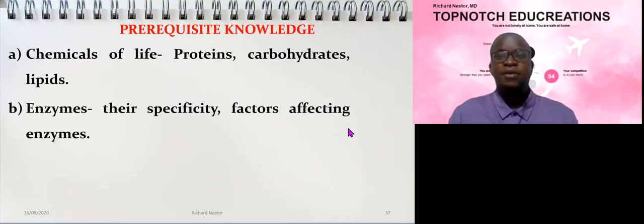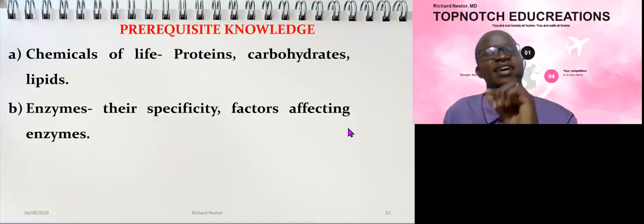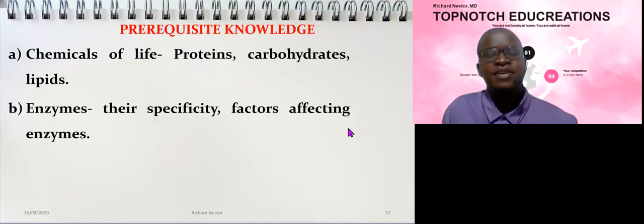Remember, we have three different classes of carbohydrates: the monosaccharides, the disaccharides, and the polysaccharides. The knowledge of these types of carbohydrates and their properties becomes very critical in understanding the concept of digestion very effectively. At the same time, the concept of enzymes.